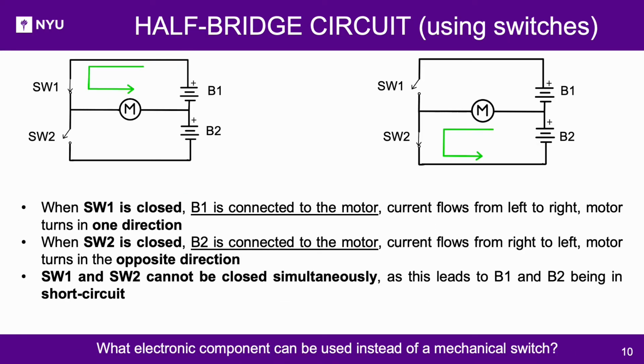Half-bridge circuit using switches. When SW1 is closed, B1 is connected to the motor, current flows from left to right, motor turns in one direction. When SW2 is closed, B2 is connected to the motor, current flows from right to left, motor turns in the opposite direction. SW1 and SW2 cannot be closed simultaneously, as this leads to B1 and B2 being in short circuit.